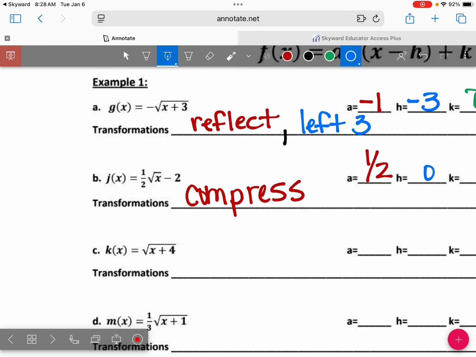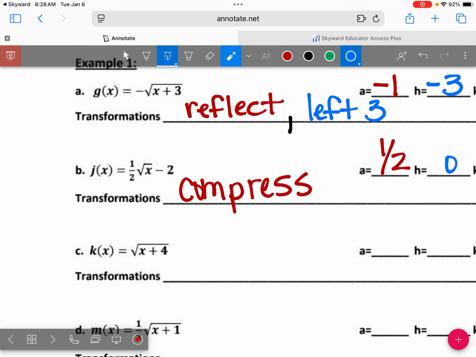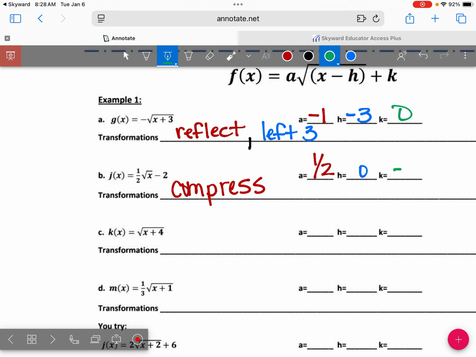Now let's look at the back. We do have a number in the back. In the back means it's not under the square root. It's just in the back. That's my k value. So k is -2.